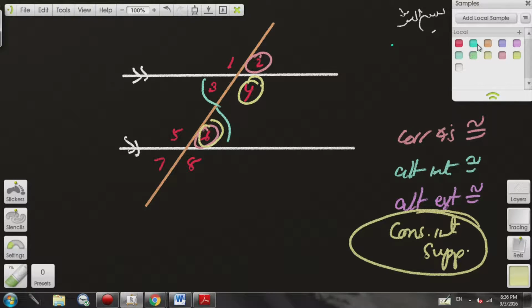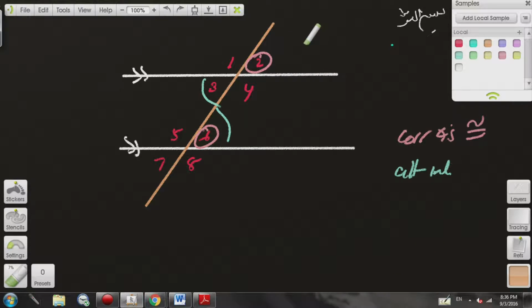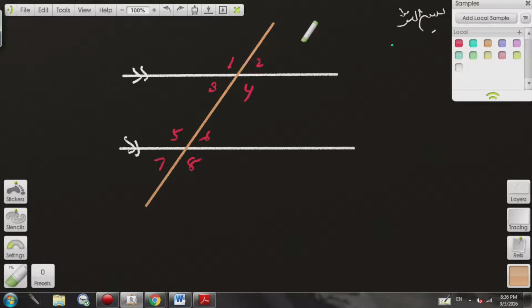And then the basic stuff that I didn't mention, vertical angles are congruent. Now, what are vertical angles? Vertical angles are opposites, like this. Give me an example of a vertical angle. Yes, that's correct. 1 and 4 are vertical angles. 2 and 3 are vertical angles. 5 and 8 are vertical angles. And 6 and 7 are vertical angles. These are supplementary too. They add up to 180 degrees. And so are these. They're supplementary. They add up to 180 degrees.